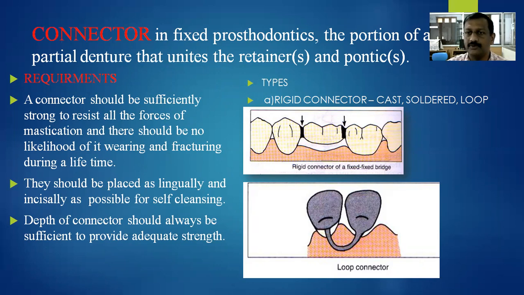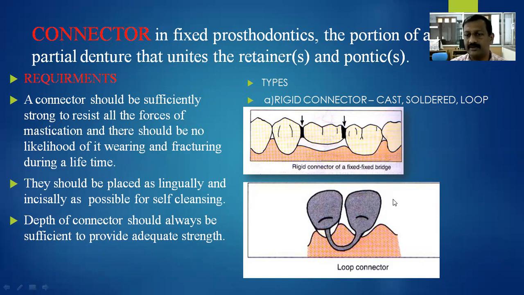Casted means the entire unit will be casted directly. Soldered means first the crown, the retainer and the pontic will be made, and then it will be soldered or connected. The loop connector, you will see in the lower picture.